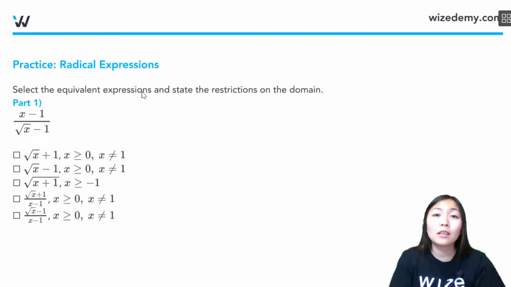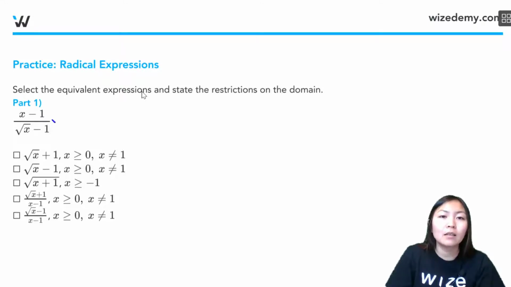Take a look at the solution to this question. Hopefully you got some or most of these. So in part 1, we want to select the equivalent expression to this one right here and then select the restrictions. So this one right here, we have a square root in the denominator.